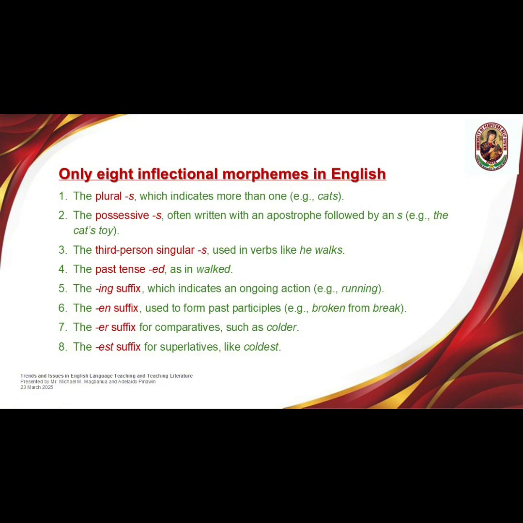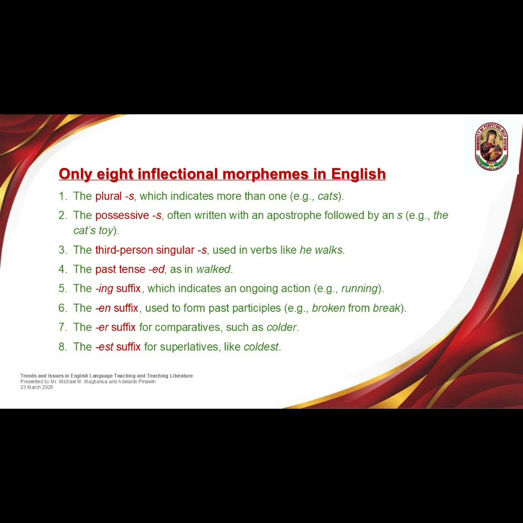So we have the plural s, which denotes more than one. We have the possessive s, often written with an apostrophe and an s. We have the third person singular s, such as in the phrase he walks. We have the past tense ed. We have the suffix ing, which indicates an ongoing action. We have the n suffix, which indicates a past participle, sort of like turning broke into broken. We have the er comparative, which you use from cold to colder.